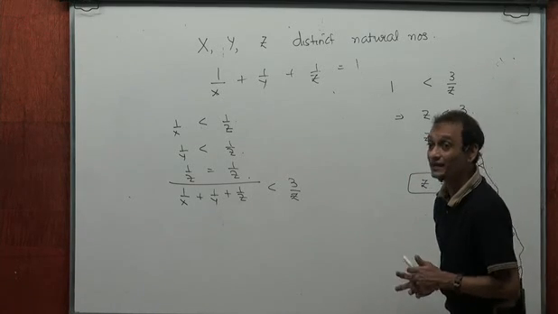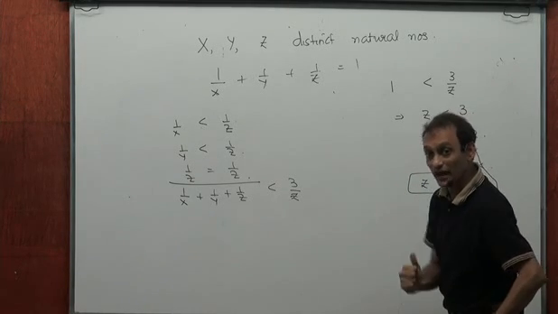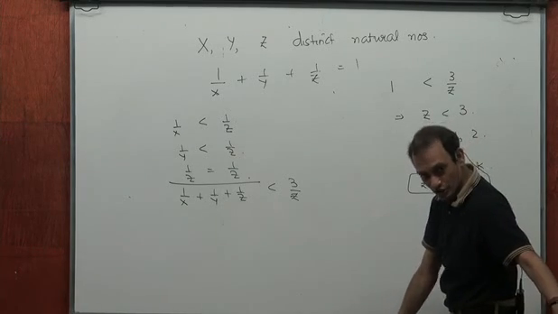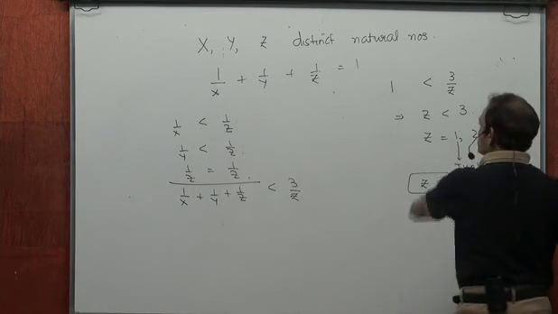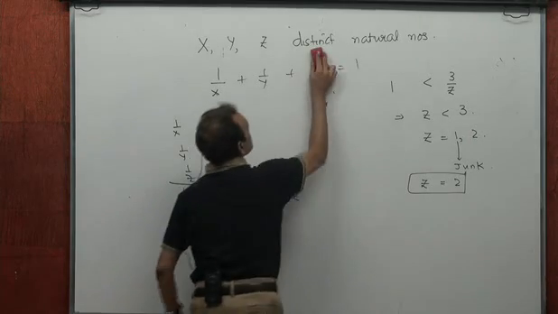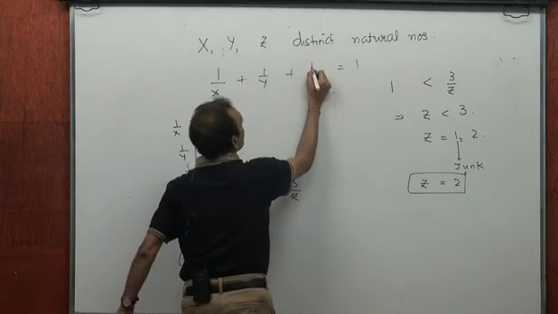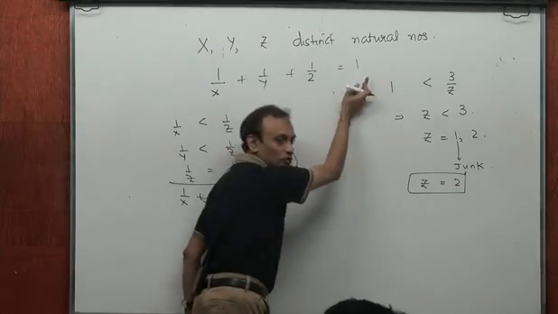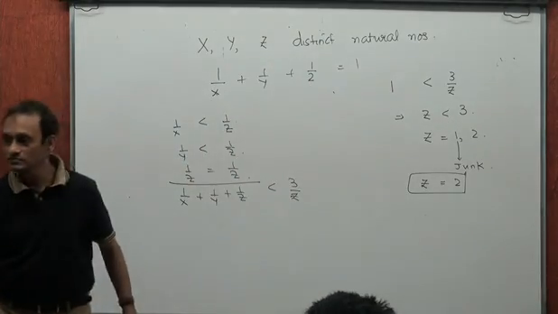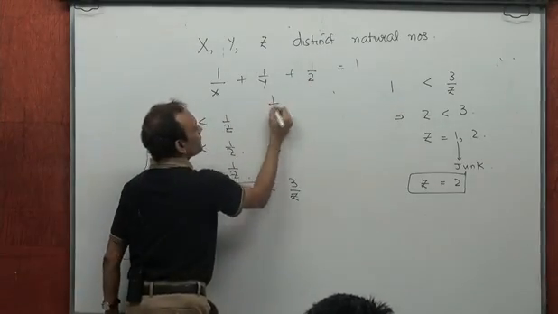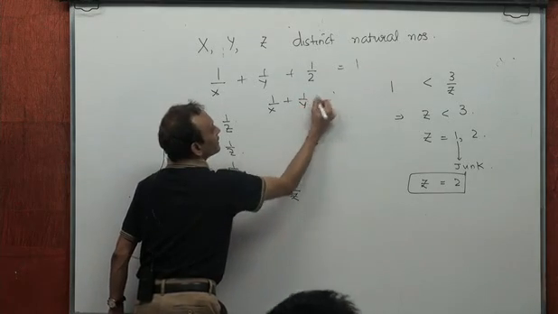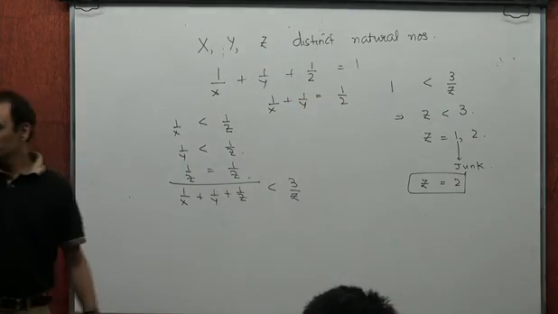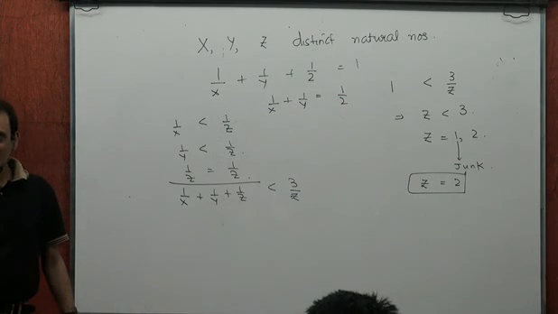So one of the three we have found. Clear? Let's go further. So far so good. Does it make sense to you? So with z equal to 2, let's write this as z equal to 2. So 1 by x plus 1 by y plus 1 by 2 equal to 1, isn't it? So that gives me 1 by x plus 1 by y equal to 1 minus half. That makes it half. Right?